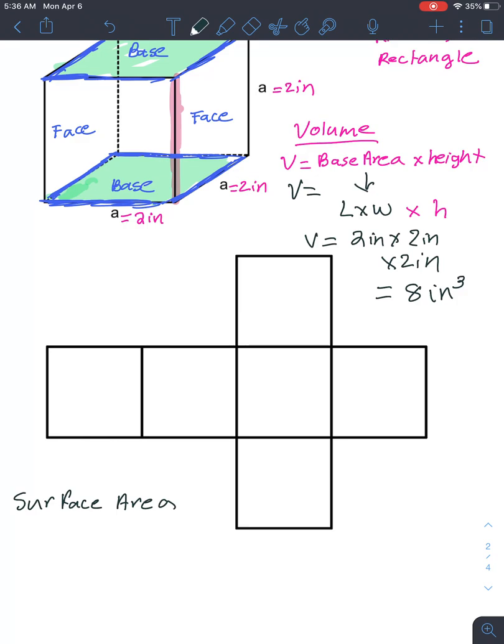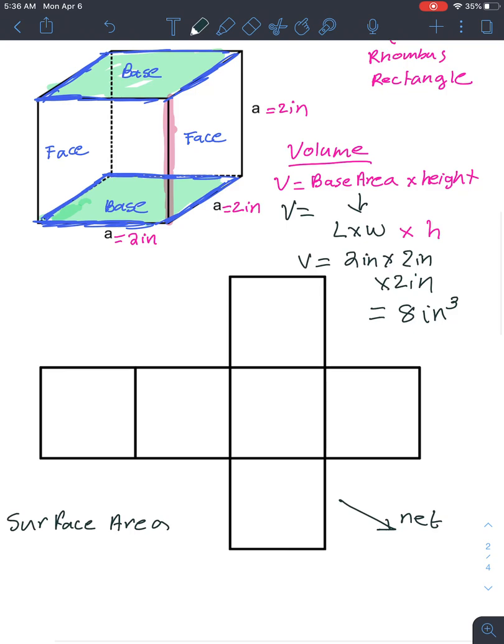This flattening of our cube is called a net. When you want to find the surface area of all the faces, it's really helpful to break your box into a net. As you can see, a cube has 6 faces, so when we flatten it, we have 6 squares.